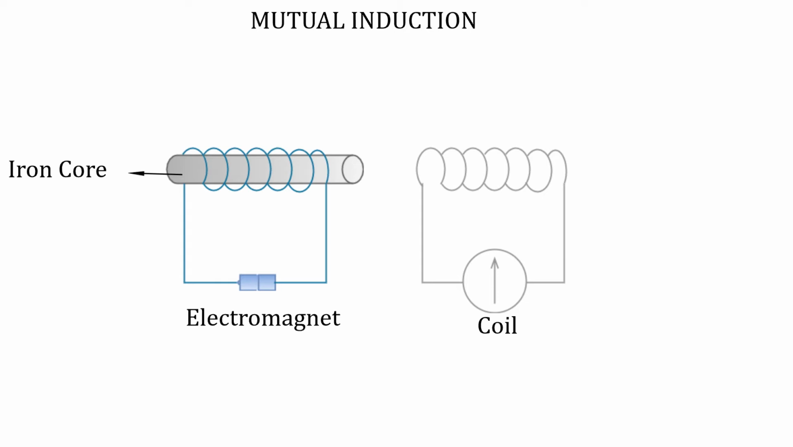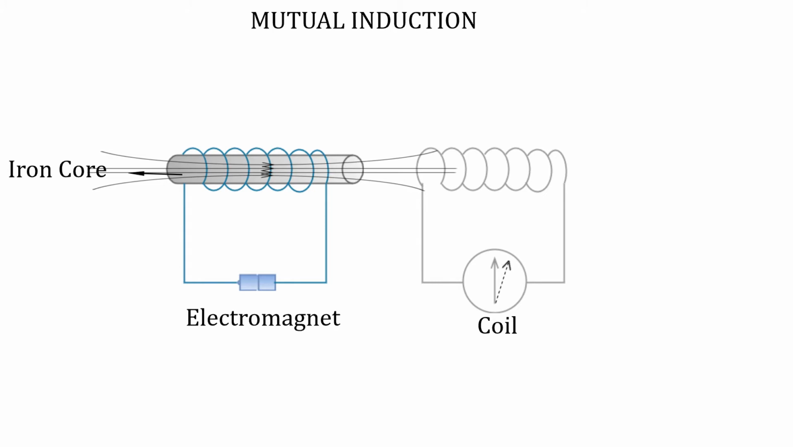There is a coil situated close to the electromagnet. When the electromagnet is switched on, the iron core becomes magnetized, and this sets up a magnetic field. The magnetic field that is set up cuts the neighboring coil and induces an EMF into the coil. This can be detected by the galvanometer. You can equally check the video on electromagnetic induction to learn more.